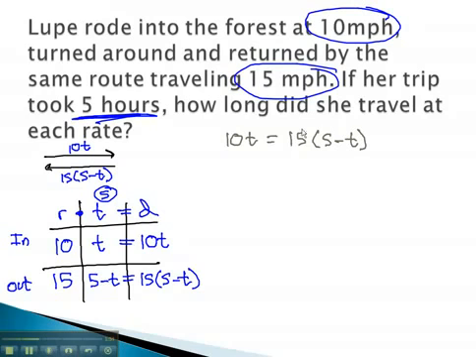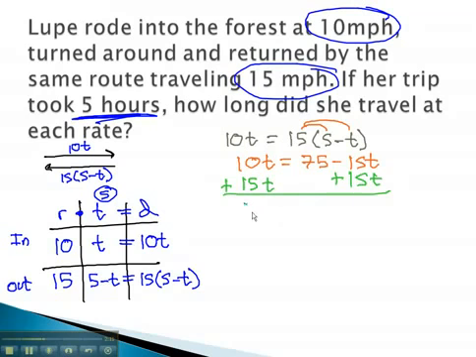We can quickly solve this equation by first distributing the 15 through, giving us 75 minus 15t. Add the 15t to both sides, so the variable is all on one side. 25t equals 75. To get the t alone, we divide both sides by 25. This gives us t equals 3.